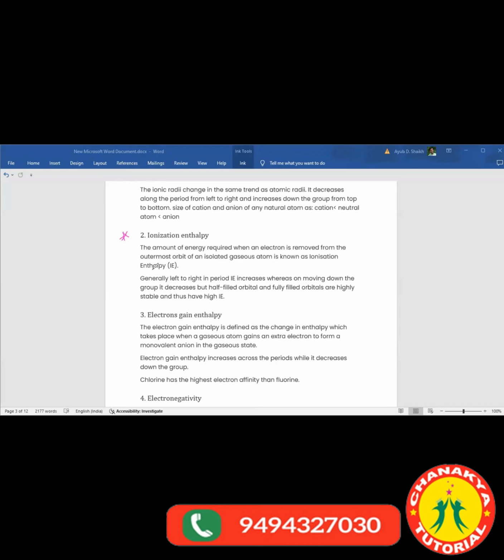So there are two types of enthalpies. First is the ionization enthalpy, another is the electron gain enthalpy. The meaning of gain, everybody is aware, means taking up electrons, right? And ionization enthalpy is related to the removal of an electron, and electron gain enthalpy is related to the gain of an electron. So keep in mind the basic difference between the two: what is ionization enthalpy and what is electron gain enthalpy?